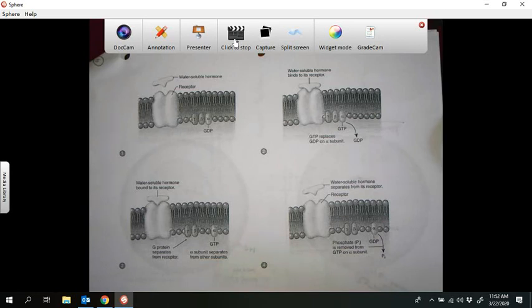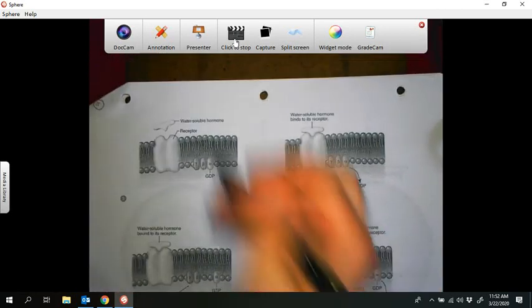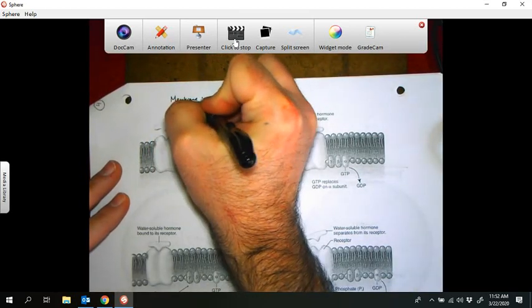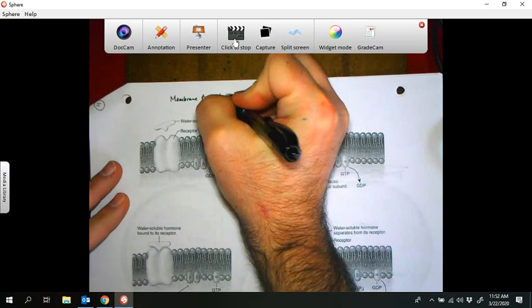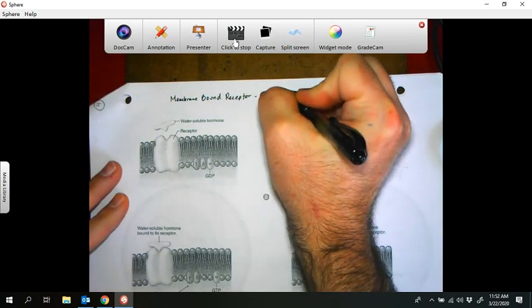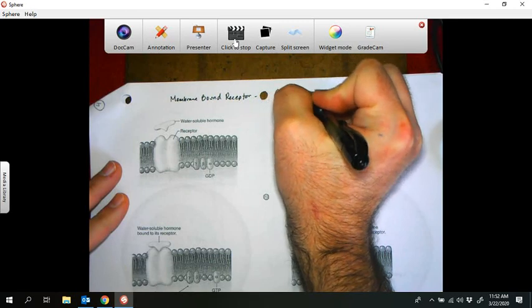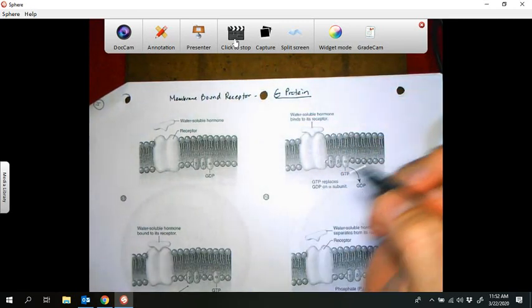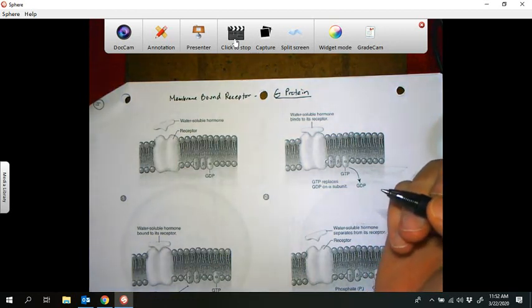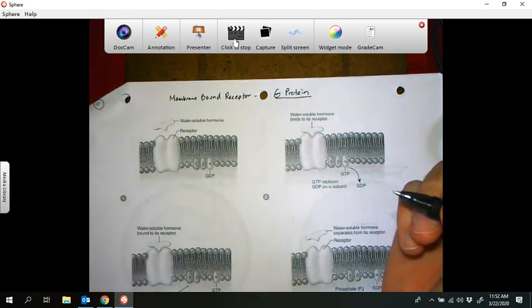We are going to be in the diagram packet on page 4, and we're going to look at this type of membrane-bound receptor called a G protein. And this is something that many membrane-bound receptors work by activating G proteins.